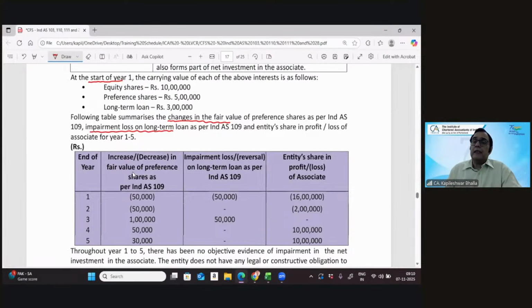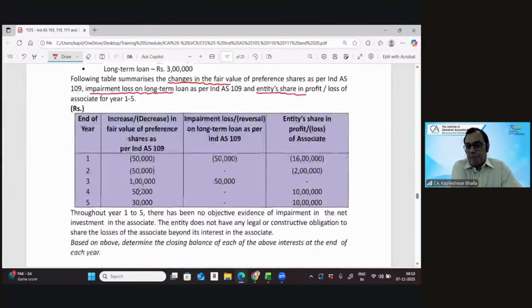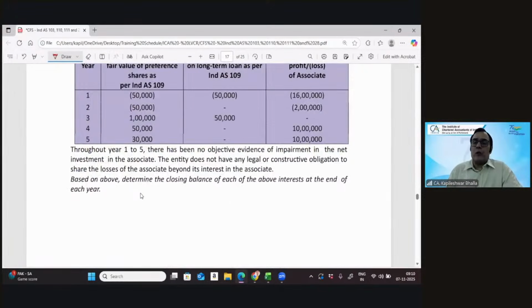And we're also given the share of the investor in the associate's profit or loss for a period of 5 years. Then he says throughout the period of 1 to 5, there is no objective evidence of impairment in the net investment in the associate. The entity does not have any legal or constructive obligation to share the losses beyond the interest in the associate. We need to determine the closing balance of each of the above interests at the end of each year. So the requirement of the question is to calculate the investment values in these shares at the end of each year. Now let's go step by step.